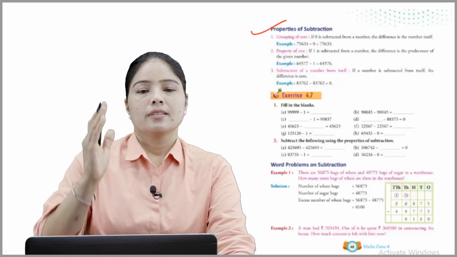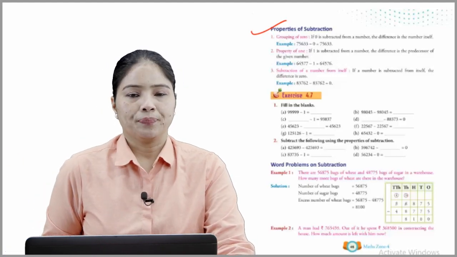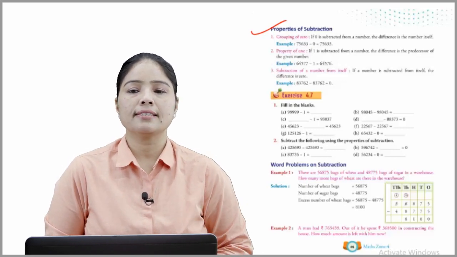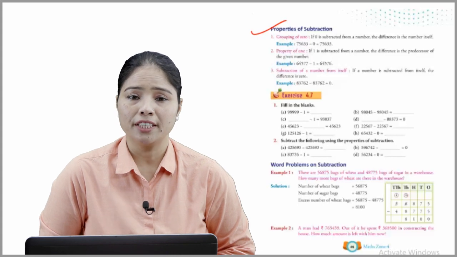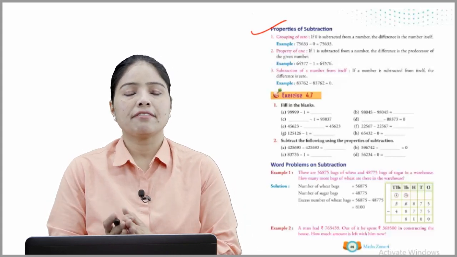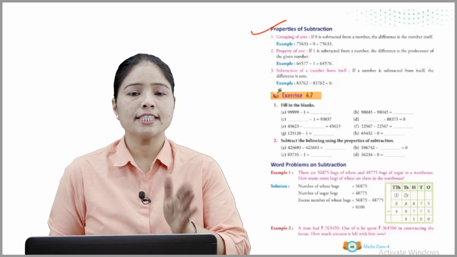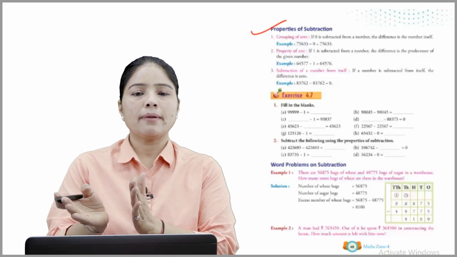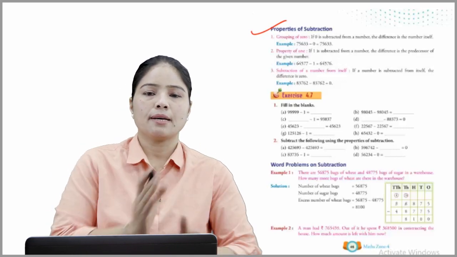Okay. Now property of 1. If 1 is subtracted from a number, the difference is the predecessor of the given number. Example, 64577 minus 1 is 64576. ठीक है बेटा, एक नंबर माइनस करने पे उससे हमारा प्रीडिसेसर नंबर मिल जाता है.